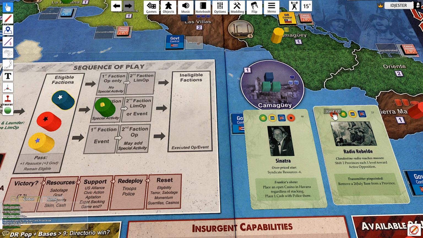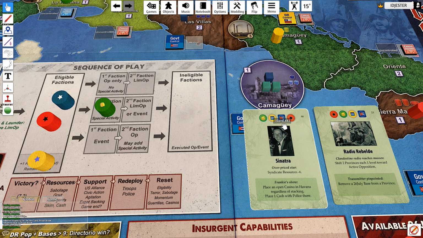So I know red will go, but what's red going to do? Red's going to probably take the event. And if he takes the event, then I'm going to get to play a full operation and my special activity. So I'm going to get to do all of this as opposed to going now and taking a limited operation. So all this is going through yellow's head, right? And he's thinking, okay, I'm going to pass. So now it's up to blue. Blue can become second player.